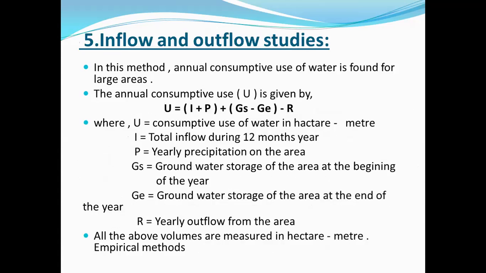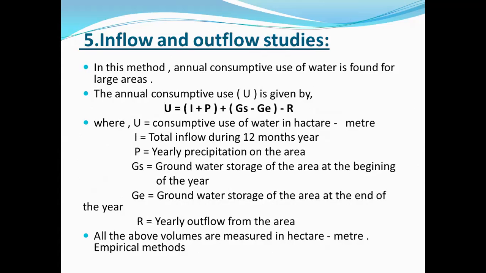Fifth one is inflow and outflow studies. In this method, annual consumptive use of water is found for large areas. The annual consumptive use denoted by capital U is given by U = (I + P + Gs - Ge) - R, where U is the consumptive use of water, in units of hectare-meter.